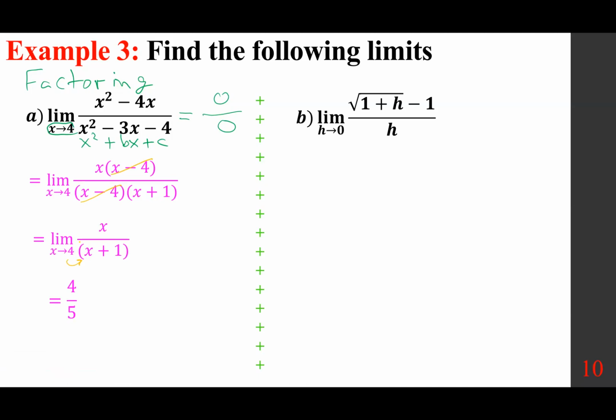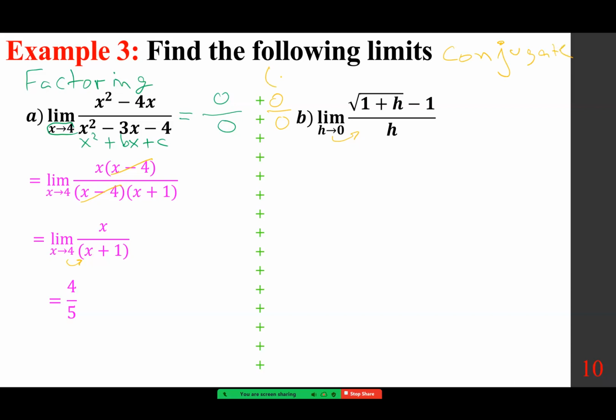What do we get in part B when we plug in? Anyone? If we plug in, what do we get? Zero over zero, which is indeterminate. Anybody remembers the technique we mentioned for this case? Anytime we have a square root, the technique is what? Using the conjugate.